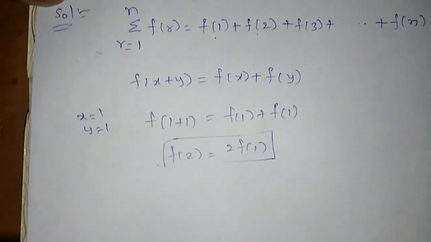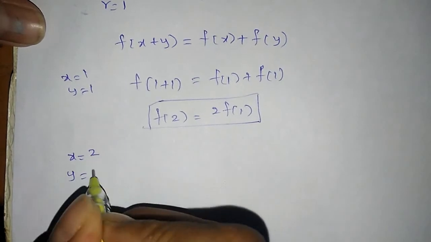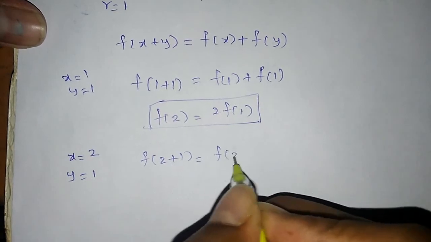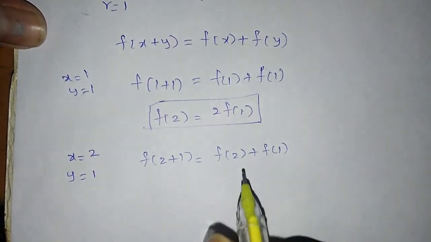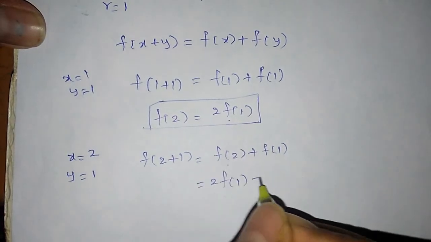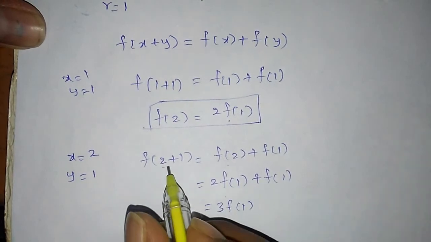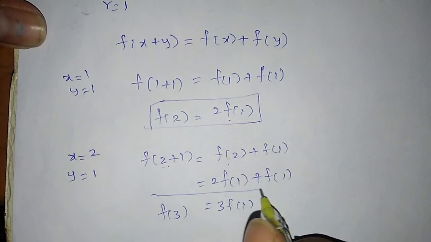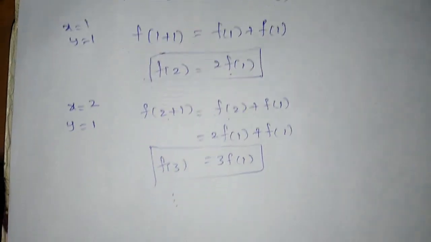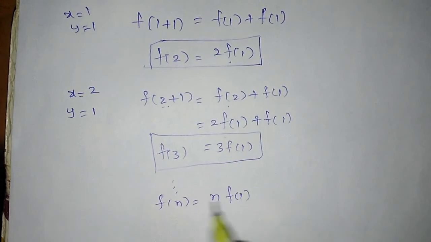Similarly, if I take x is equal to 2 and y is equal to 1, then f of 2 plus 1 is f of 2 plus f of 1. So we already have f of 2 value here, that is 2 into f of 1, 2 f of 1 plus f of 1, that is 3 f of 1. So this is f of 3 is equal to 3 f of 1. Similarly, we can find f of 4 is 4 f of 1, f of 5 is 5 f of 1, and so on. f of n is equal to n into f of 1.